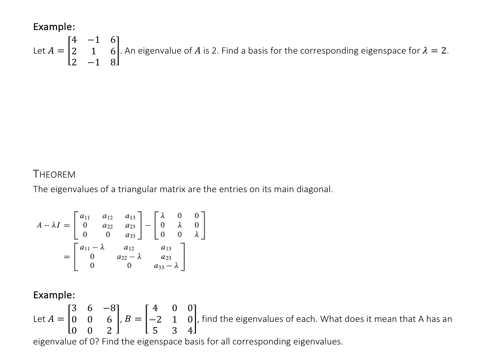Now, what I forgot to mention in the beginning is that our eigenvalues and eigenvectors only apply to square matrices. Does not apply when we're talking about any other size matrix. It has to be a square matrix. Fun caveat. All right, so we're going to find a basis for the corresponding eigenspace for our eigenvalue of 2.